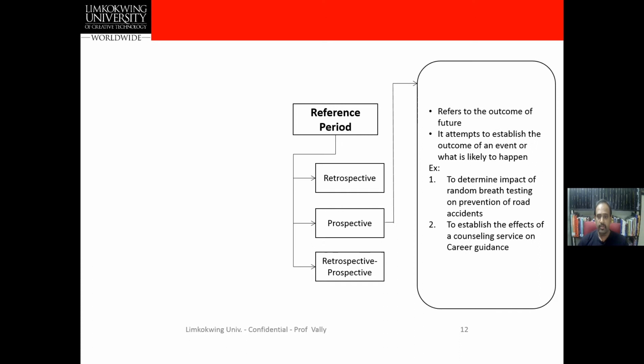It's a futuristic study. The example is to determine the impact of random breath testing on the prevention of road accidents. It's futuristic. I am not studying the historical one. If I bring in this random testing, how will the road accidents be? I am studying an impact. That's a research impact. So this is called prospective, about the future. The second example, to establish the effects of counseling service and career guidance. So after I counsel, what kind of career guidance impact has there been. Everything is very prospective. I am doing futuristic research. That's called prospective.